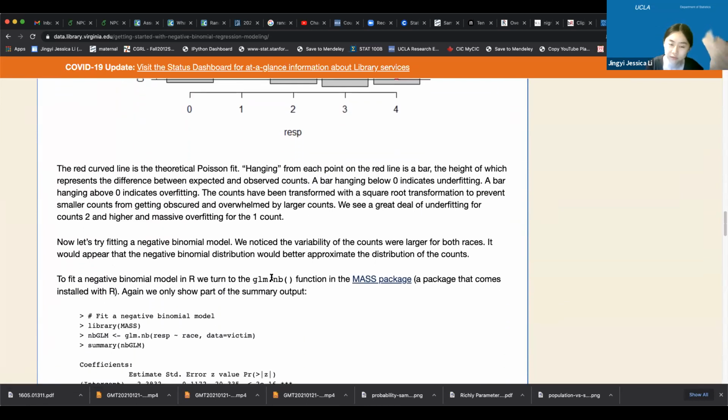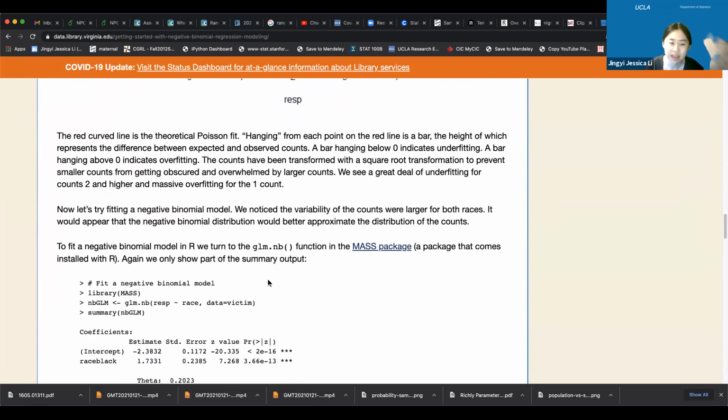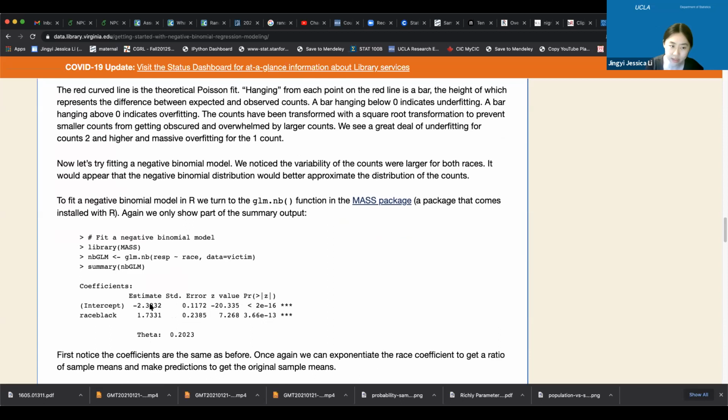And in R, there's a function called glm.nb for fitting negative binomial. And actually the formula is the same. You put a response and tilde the predictor. You also get a summary, and still you try to estimate the effect of race being Black. And now you see, you still have a very significant p-value.